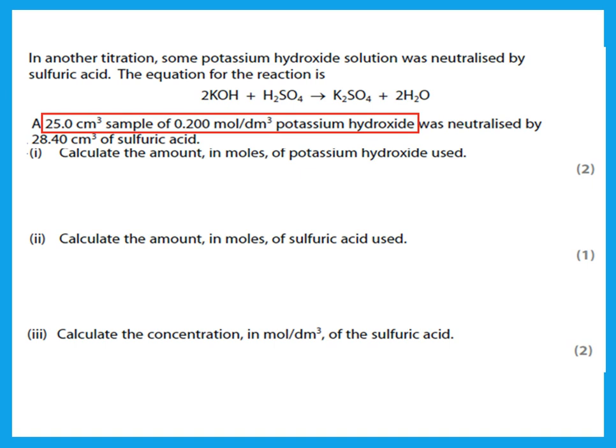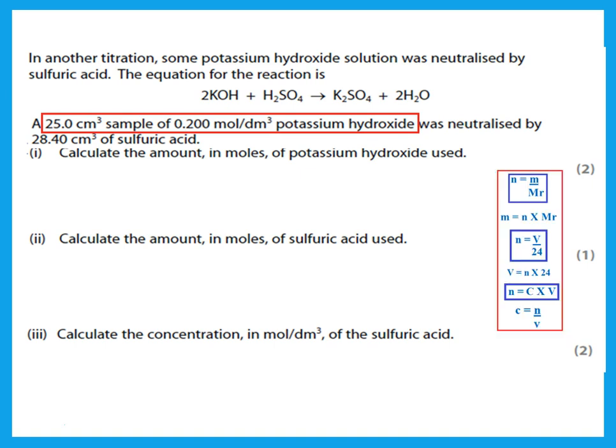So I have concentration and I have volume, and this is a solution. So which equation should I use? Number of moles is concentration times volume. Remember, the volume has to be divided by 1,000. So this gives me number of moles of KOH. Good. Then he's asking about what? Number of moles of sulfuric acid.